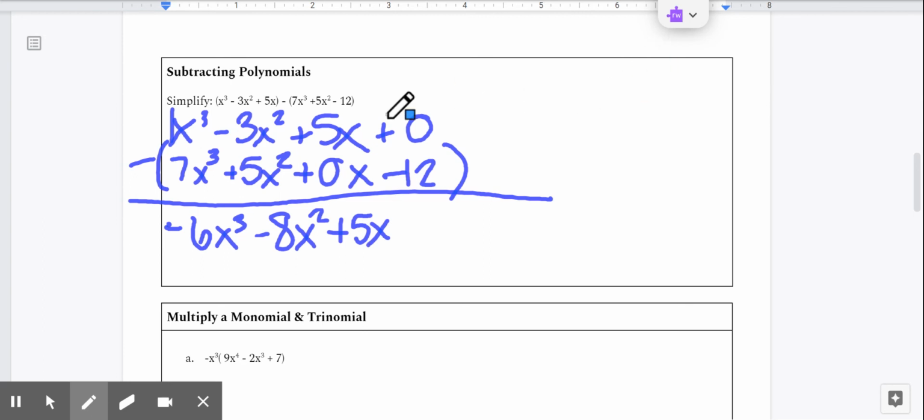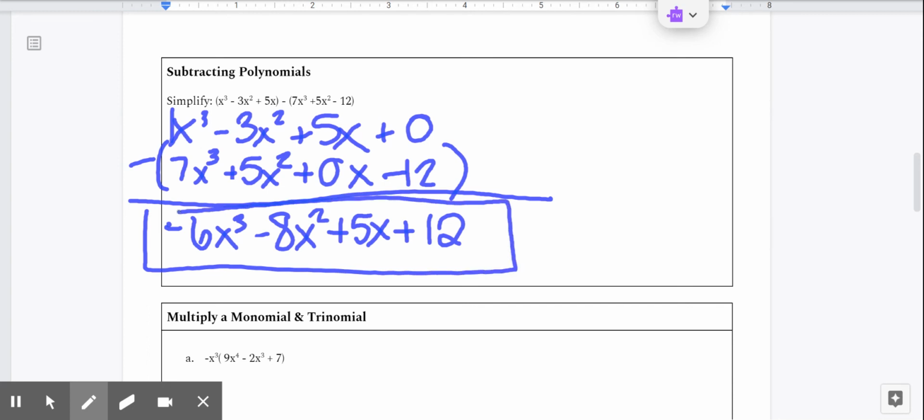And lastly, I have 0 minus, this is a subtraction problem, so minus negative 12. That double negative there, minus a negative, is going to leave me with a plus 12. 0 minus negative 12 is positive 12. All right, so that is our answer, negative 6x cubed minus 8x squared plus 5x plus 12.